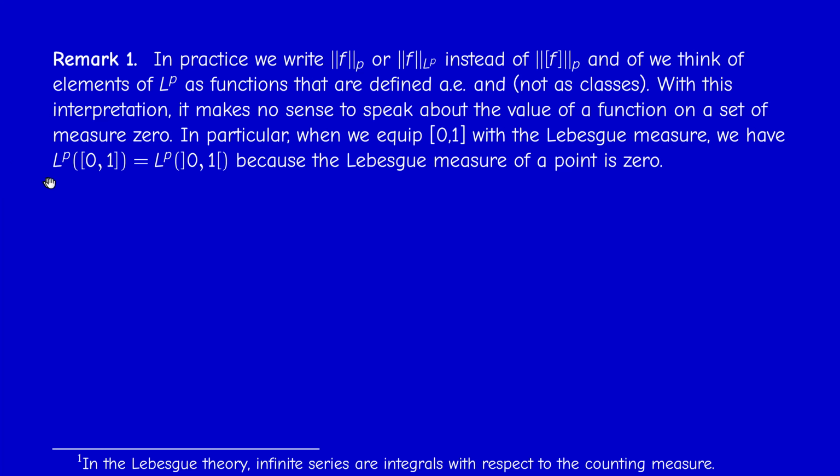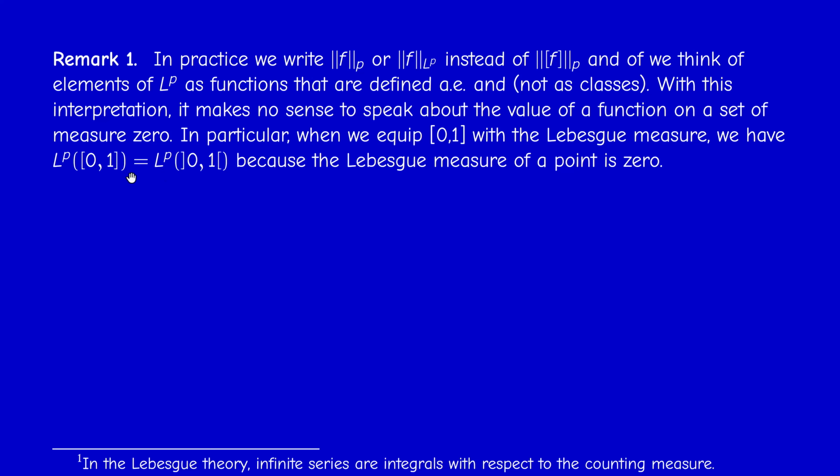So an important remark: if we equip [0, 1] with the Lebesgue measure, this is implicit in the definition. So when we write nothing, the interval [0, 1], open or closed, is actually equipped with the Lebesgue measure. Now in this case, L^p of the closed interval [0, 1] is the same as L^p of the open interval (0, 1). Why? Because the Lebesgue measure of a point is 0. So actually these spaces are isomorphic, so we can identify them.